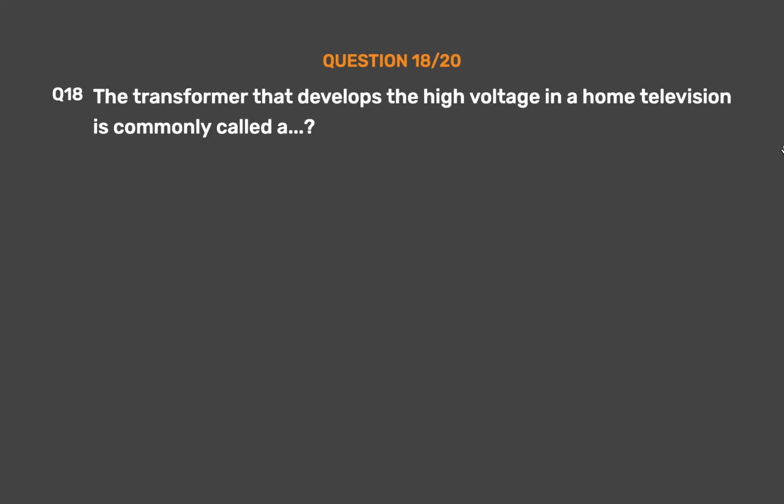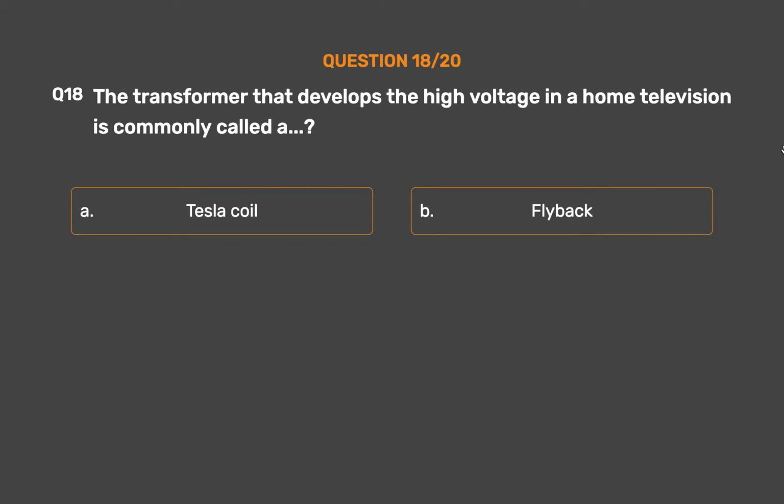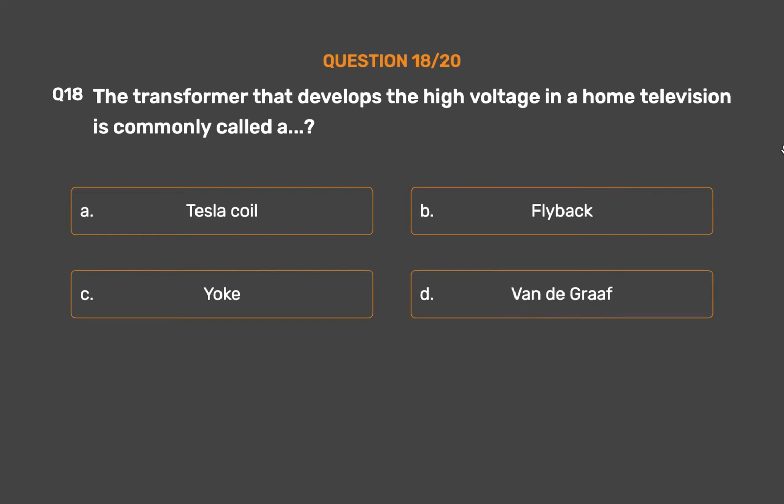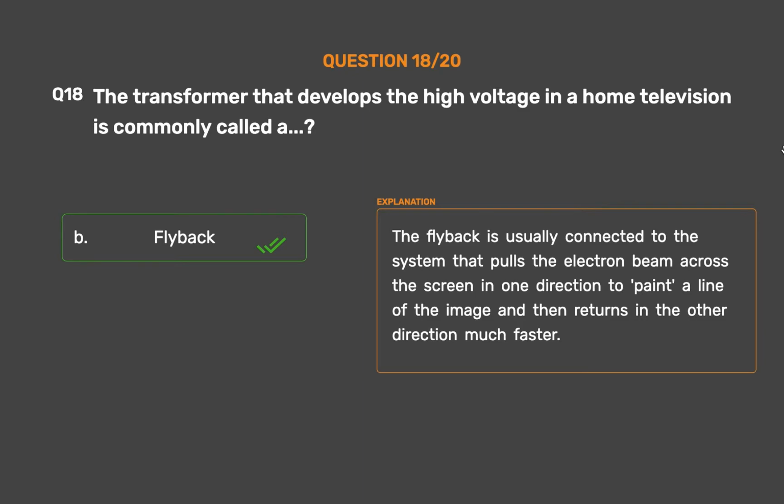Question number 18. The transformer that develops the high voltage in a home television is commonly called a. Option A. Tesla coil. Option B. Flyback. Option C. Yoke. Option D. Van de Graaff. The correct answer is option B. Flyback. The flyback is usually connected to the system that pulls the electron beam across the screen in one direction to paint a line of the image and then returns in the other direction much faster.